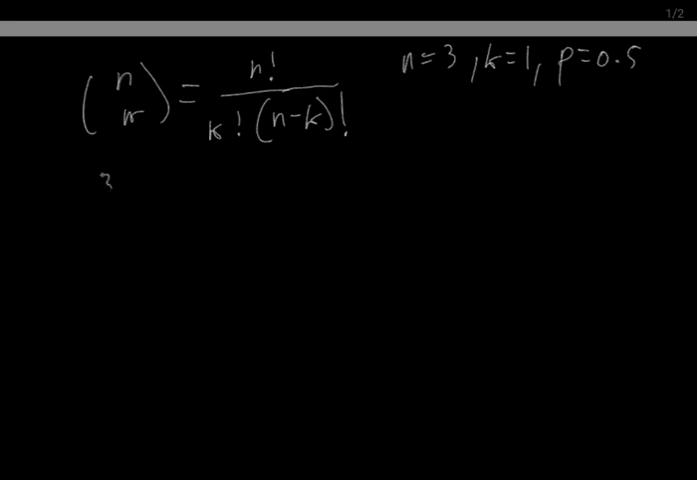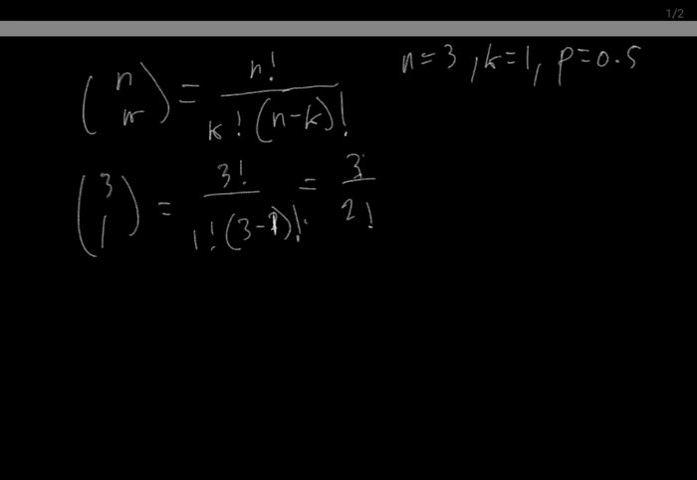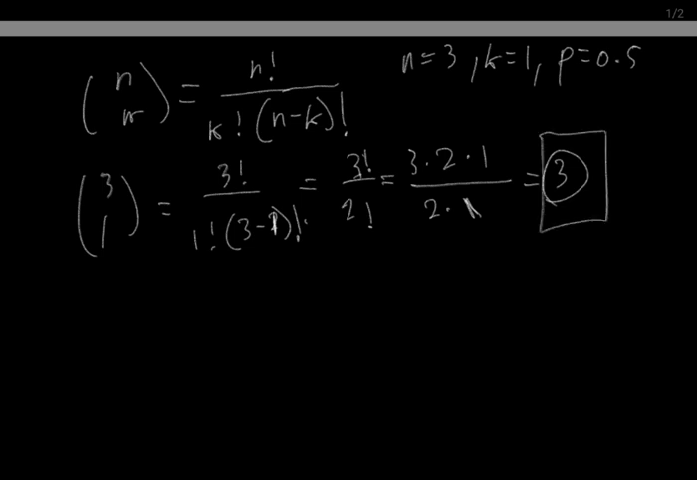So we have 3 choose 1 is equal to 3 factorial over 1 factorial times 3 minus 1 factorial. It's equal to 3 times 2 factorial over 2 factorial, which is 3 times 2 times 1 over 2 times 1, which is equal to 3. And there we go. Mathematically, we were able to get the 3 that we need.